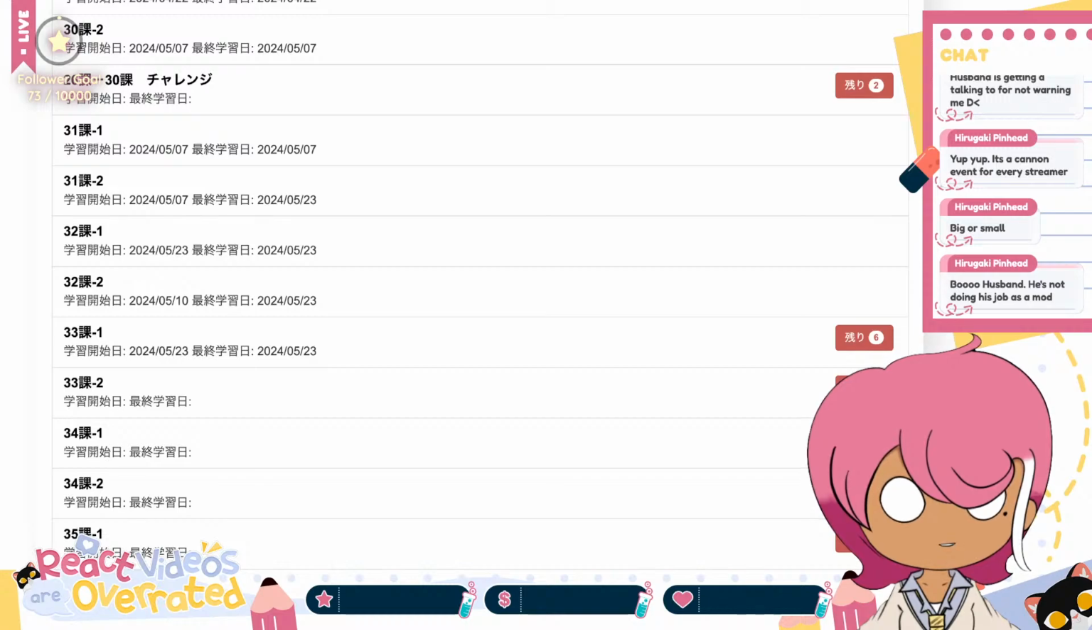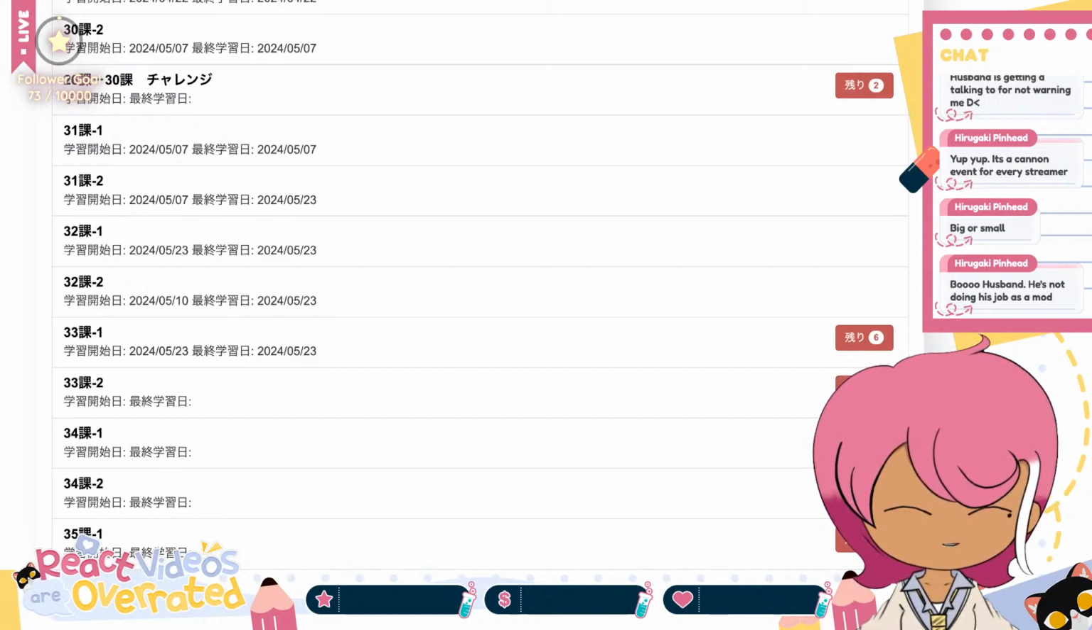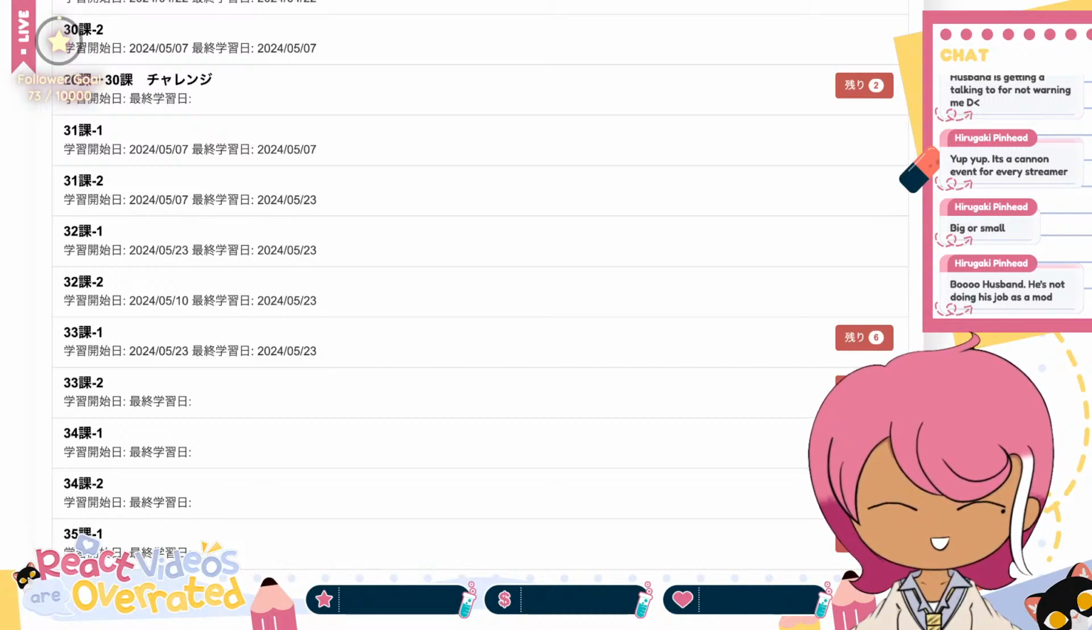Then we got mada plus affirmative. Still. That's basically what mada means here. So mada ame ga futte imasu. So ame ga futte, so rain falling. Using mada in front of that means it's still raining.